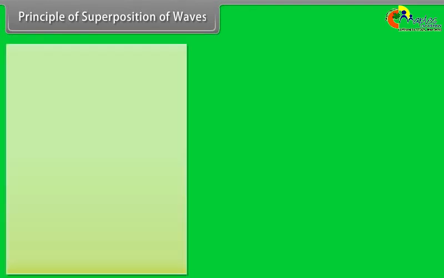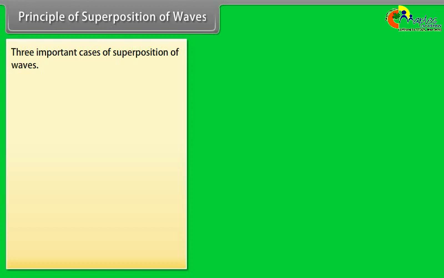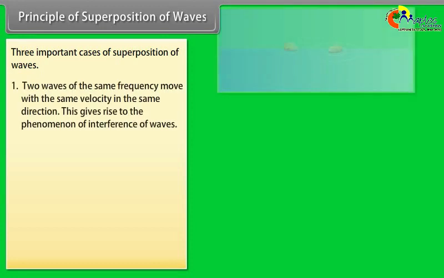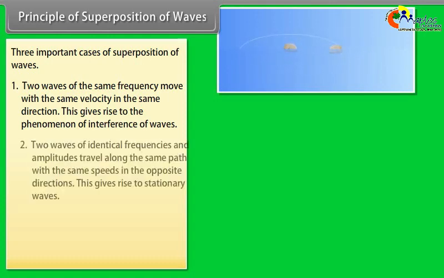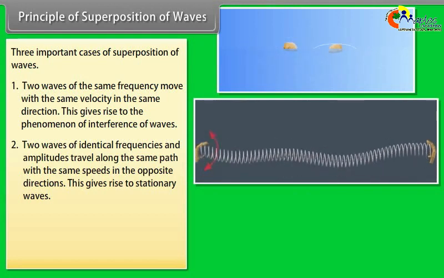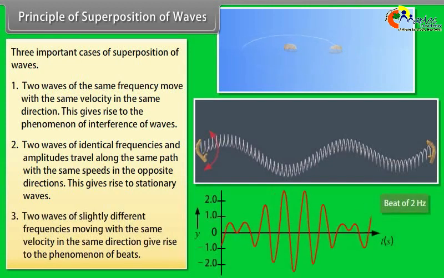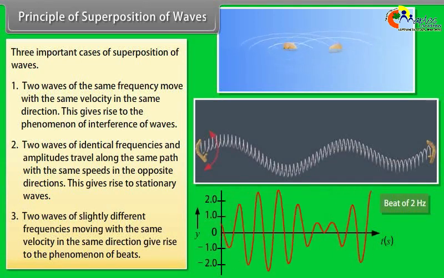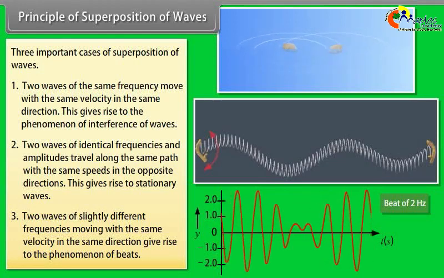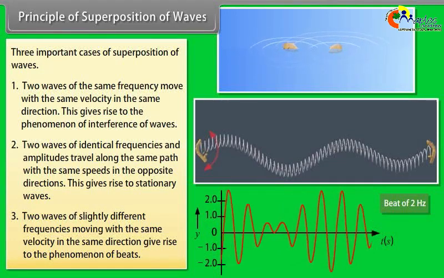This gives rise to the following three important cases of superposition of waves. Number 1. Two waves of the same frequency move with the same velocity in the same direction. This gives rise to the phenomenon of interference of waves. Number 2. Two waves of identical frequencies and amplitudes travel along the same path with the same speed in opposite directions. This gives rise to stationary waves. Number 3. Two waves of slightly different frequencies moving with the same velocity in the same direction give rise to the phenomenon of beats.